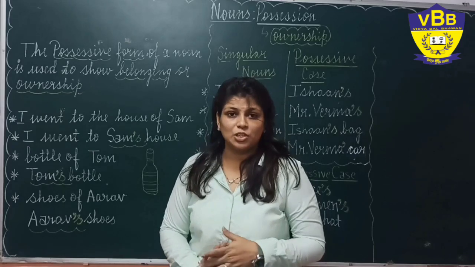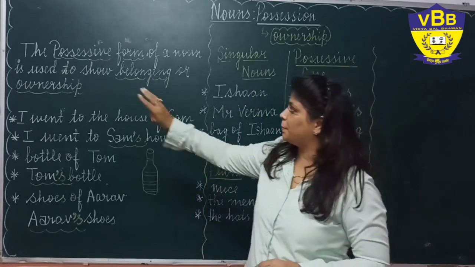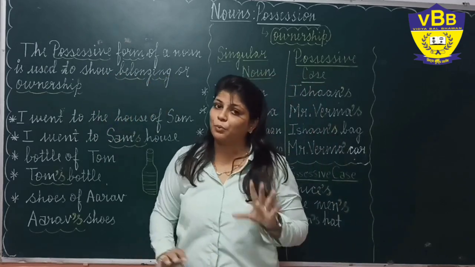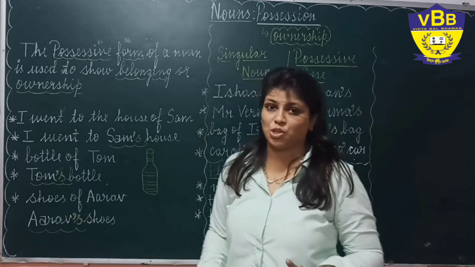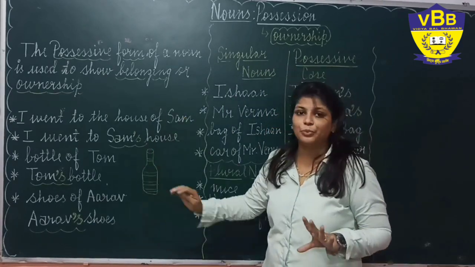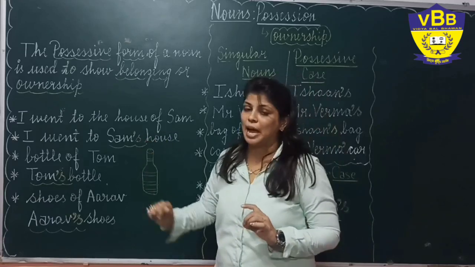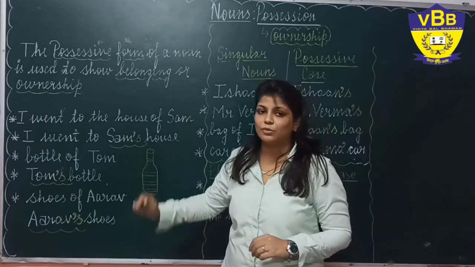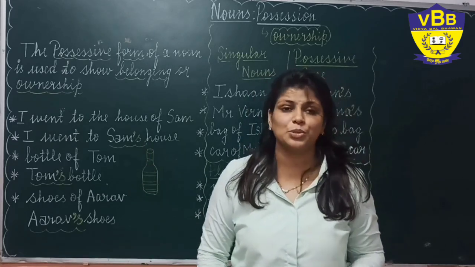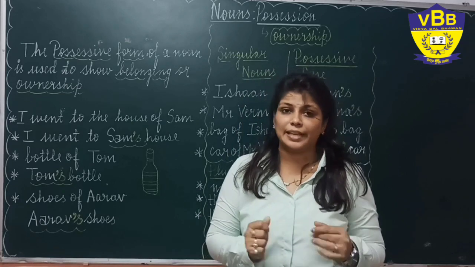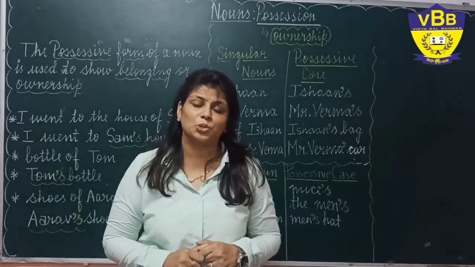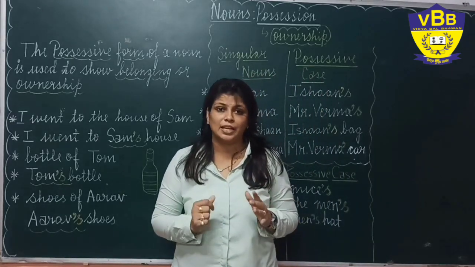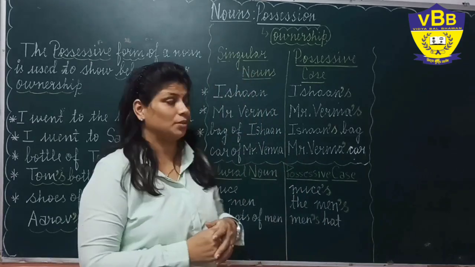So, is this much clear, children? What do you mean by possessive form? The possessive form of a noun is used to show belonging or ownership. Okay? And these are a few examples. And this punctuation mark that we are going to use is known as apostrophe. Okay, so we have to add apostrophe S to some of the nouns to make them into the possessive case. Now, there are some rules, children, that you need to follow while changing the nouns into their possessive case. Now, let us see what those rules are.